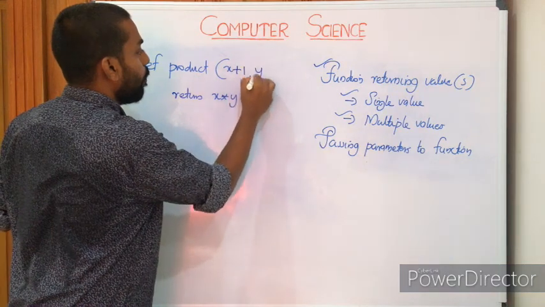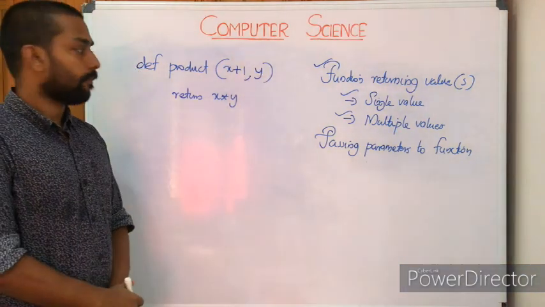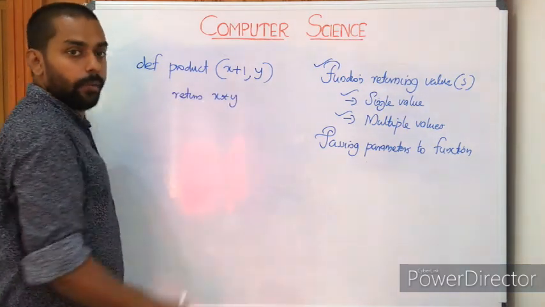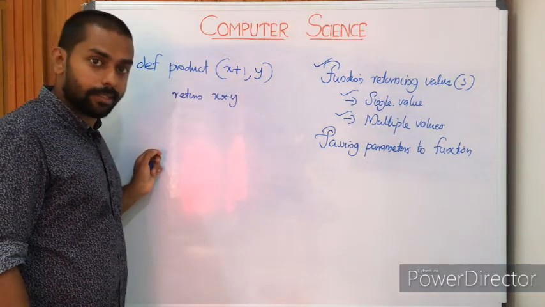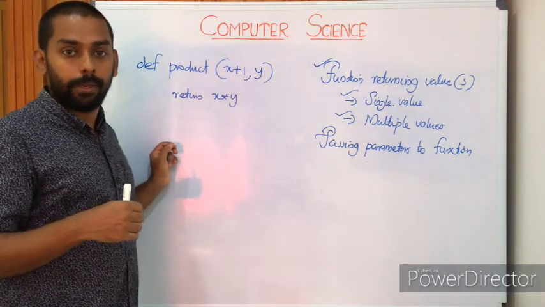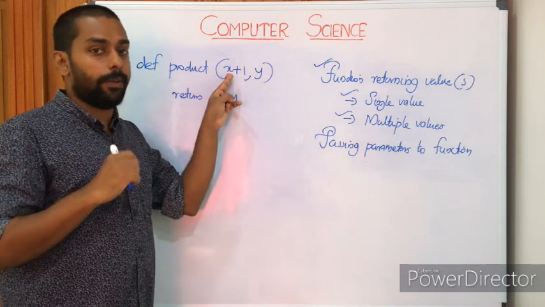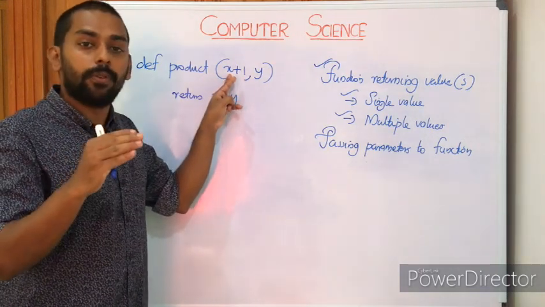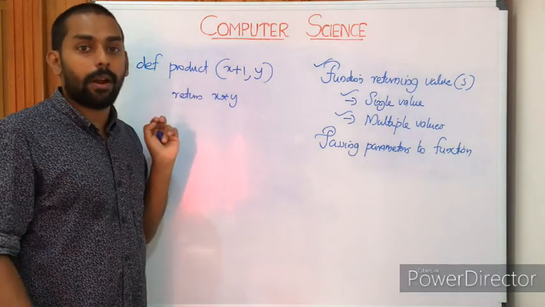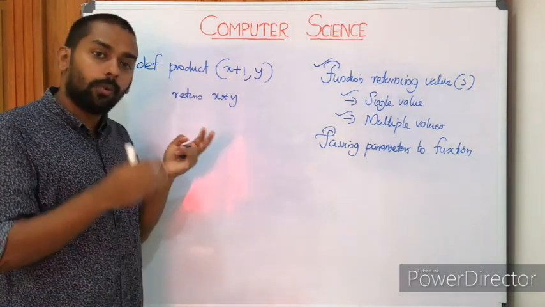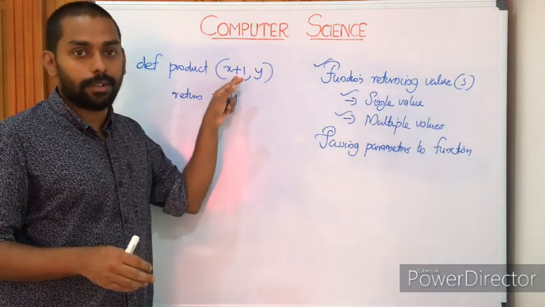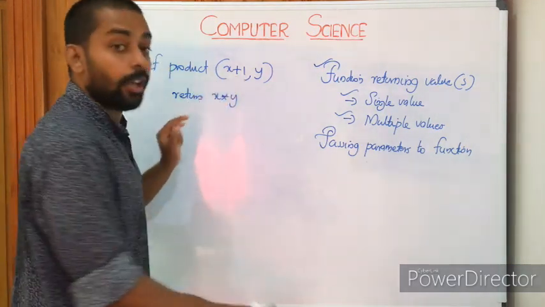x plus 1 comma y. def product(x plus 1, y): return x into y. Is there any problem? Yes. x plus 1 is invalid because it is a kind of manipulation. We cannot perform any kind of manipulation in the function header part. The function body is for performing manipulations or calculations, so it is an invalid statement. So it is wrong.